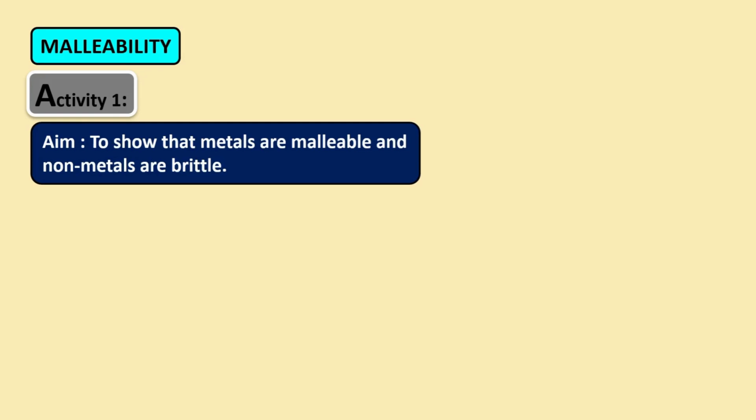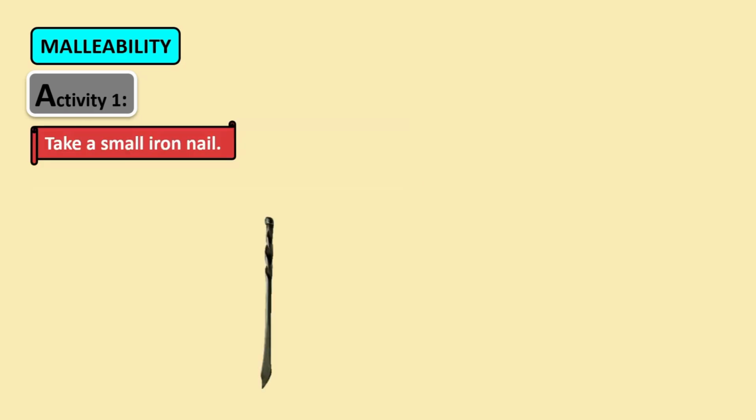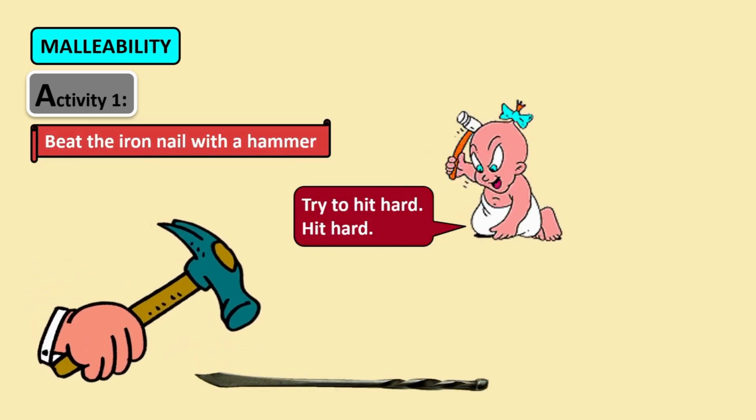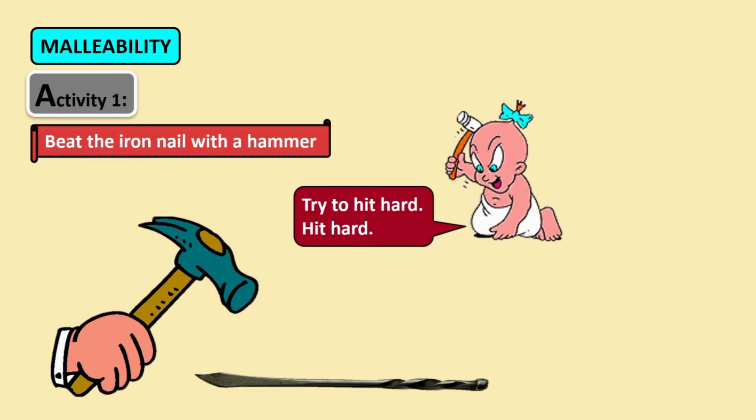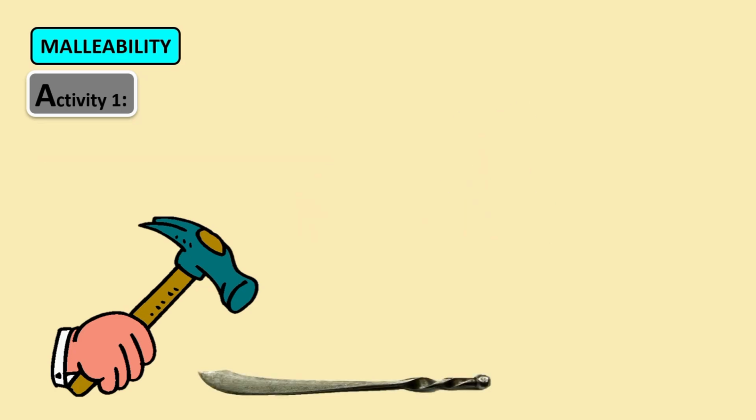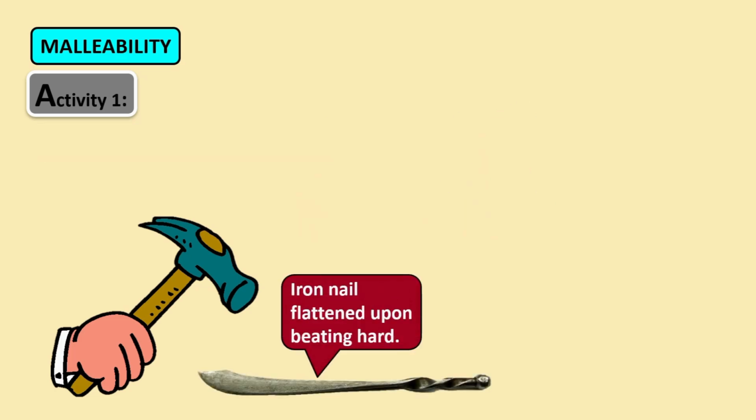Activity 1. Aim: to show that metals are malleable and non-metals are brittle. Take a small iron nail. Beat the iron nail with a hammer. Try to hit hard. Iron nail flattened upon beating hard.